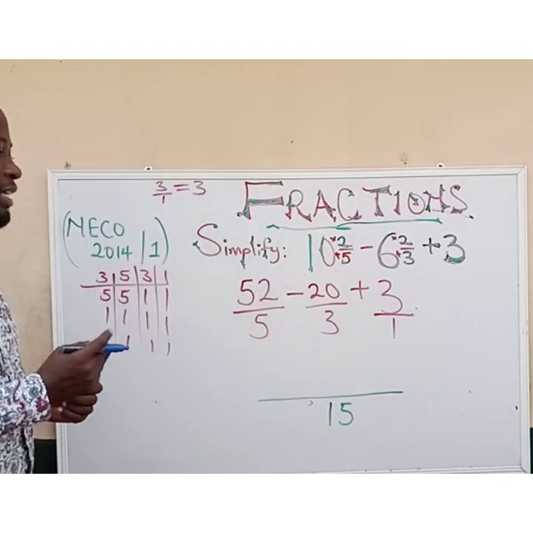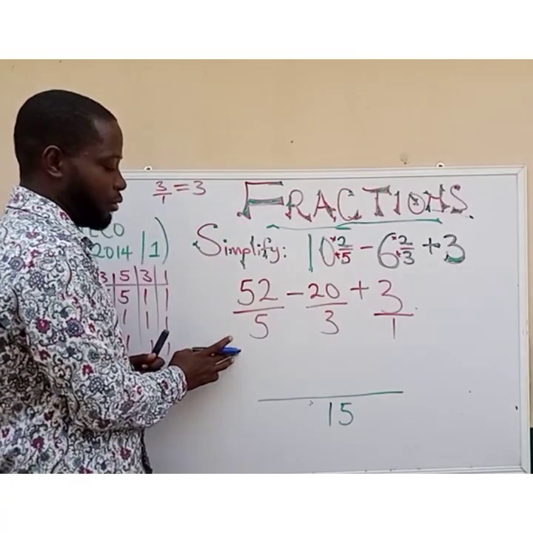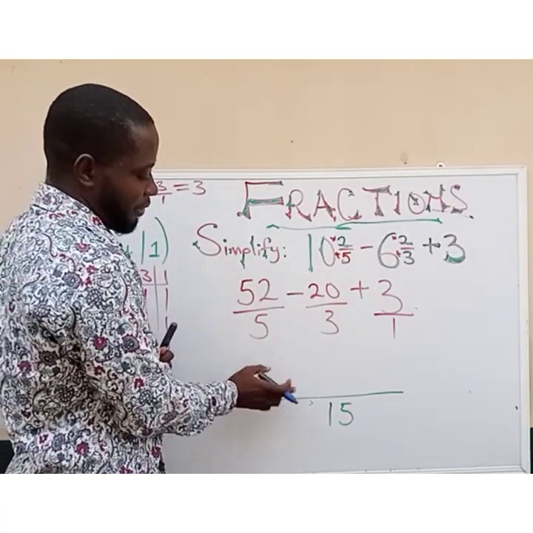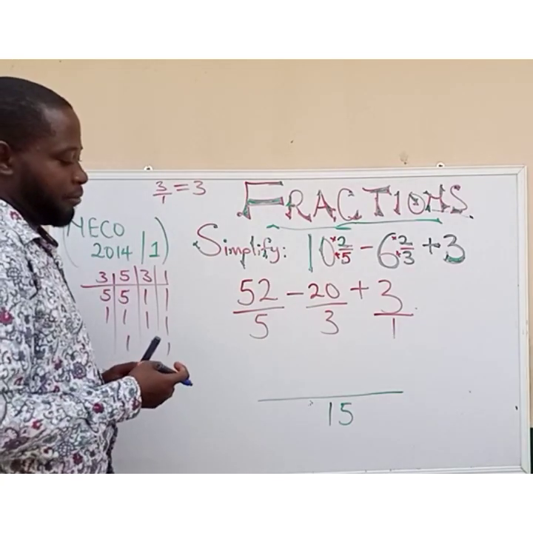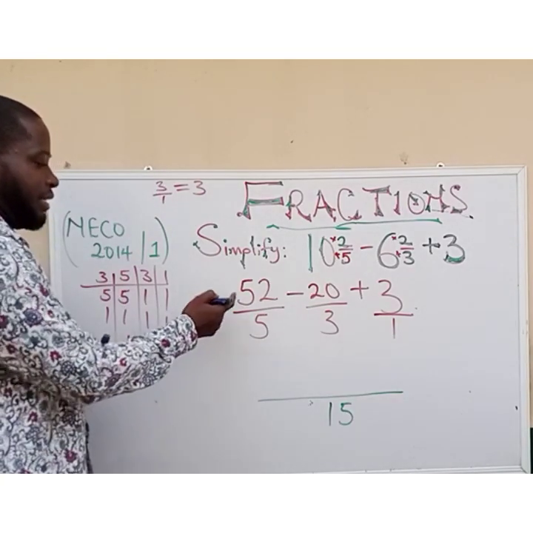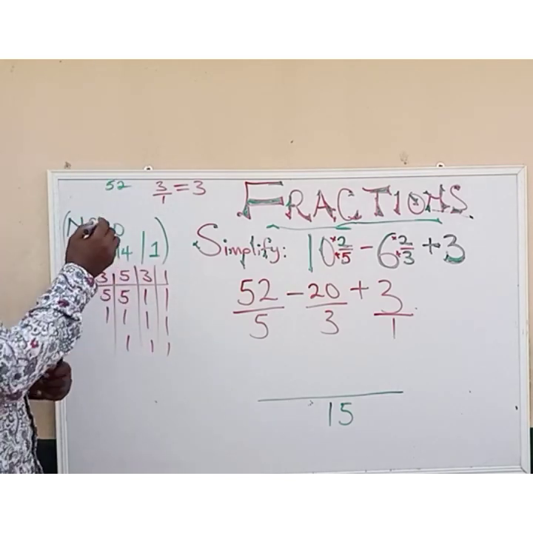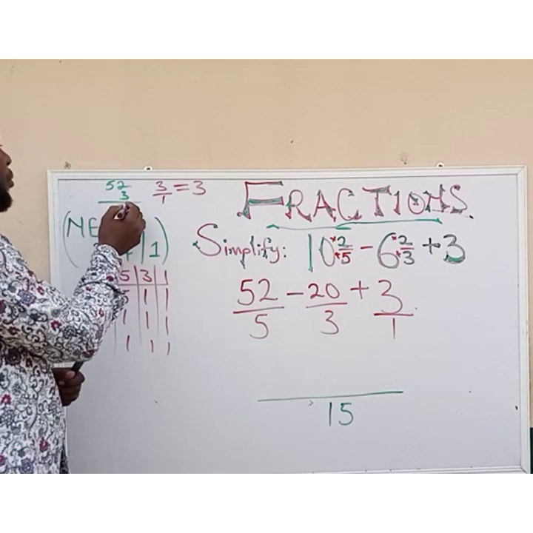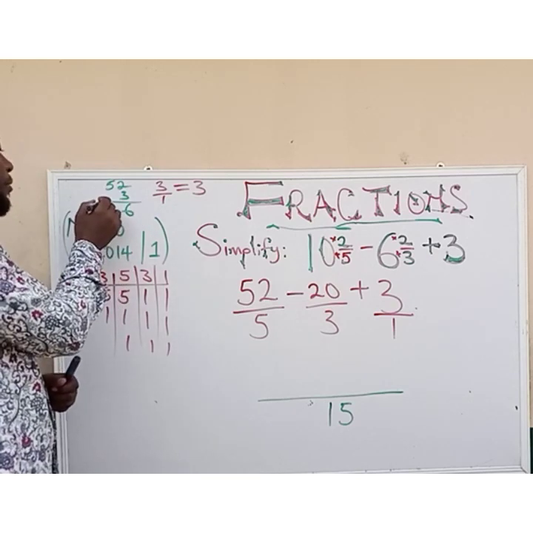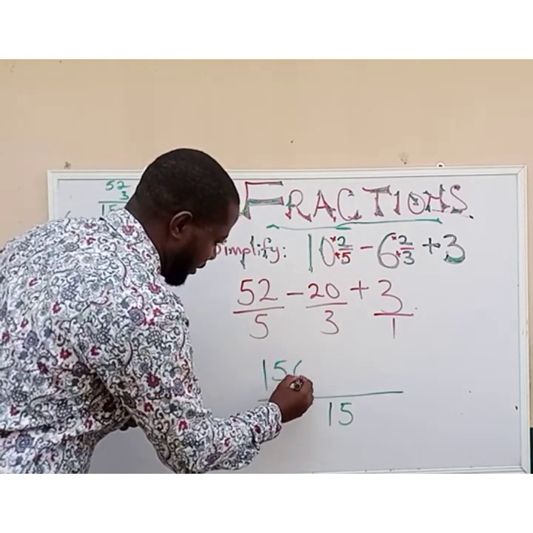Now, since my LCM is 15, let's start. The first thing to do, we're going to say 5 in 15, 3. Then 3 multiplied by 52. 3 times 2, 6. 3 times 5, 15. So we have 156.